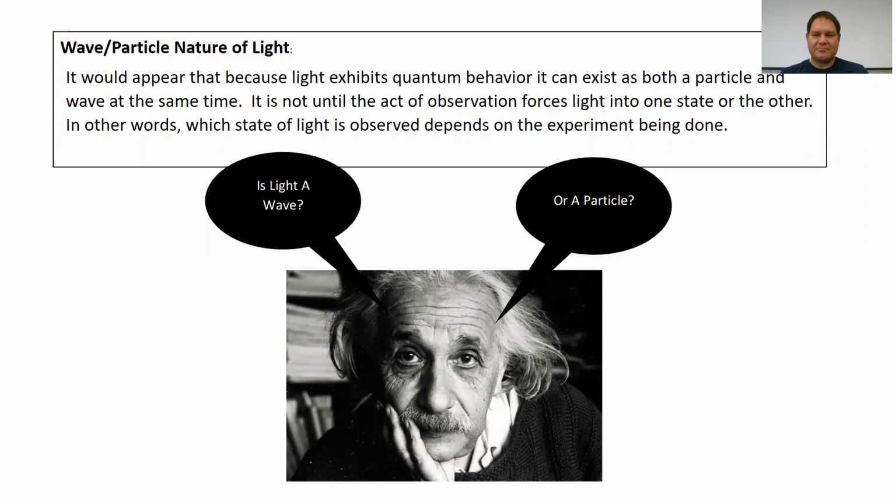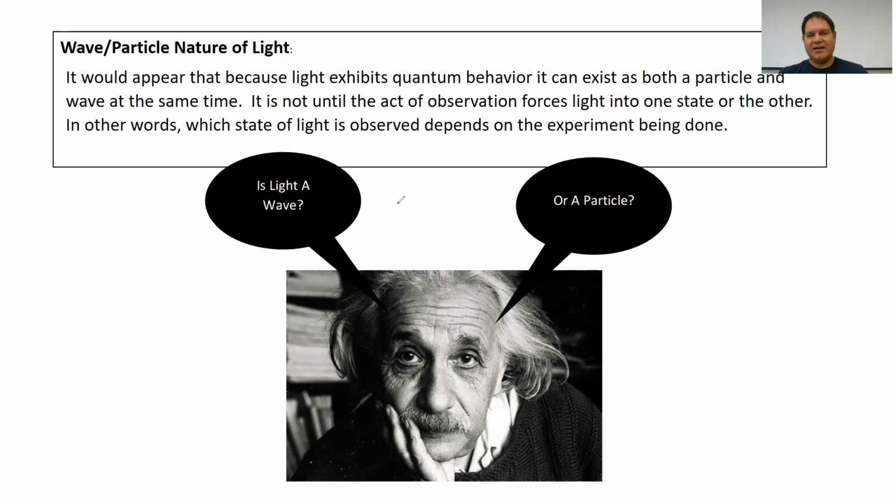It's hard for our minds to wrap around the idea that light is both a wave and a particle at the same time. Now, we call this the wave-particle nature of light, or the duality of light. The duality means that it behaves as a particle and a wave at the same time. So the way that Albert Einstein looked at this, and the way that we still continue to look at this, is that because light exhibits quantum behavior, it can exist as both a particle and a wave at the same time. What does that really mean then?